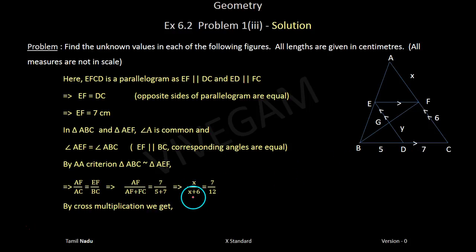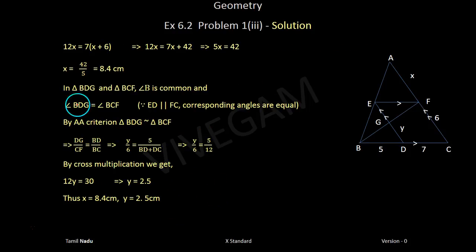So you will get X divided by X plus 6 equals 7 by 12, or cross multiplying you will get 12x equals 7x plus 42. So this will be 5x equal to 7 times 6, which is 42, or x equals 42 divided by 5, that is 8.4 centimeter. So x is calculated. Now we will have to come to y.